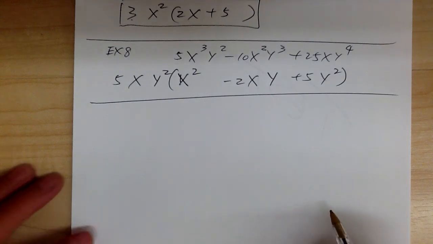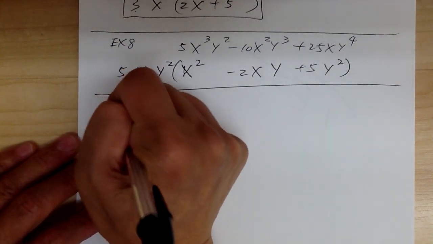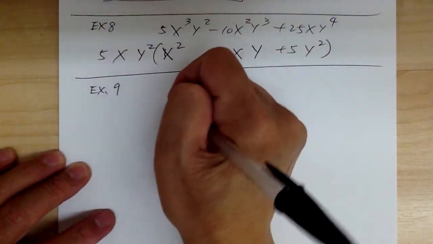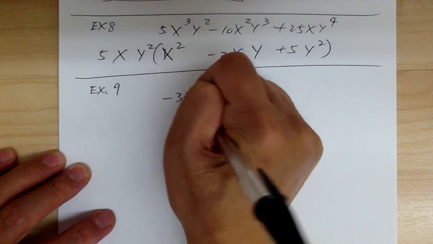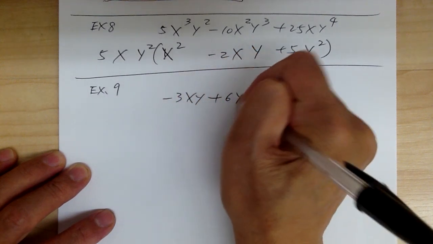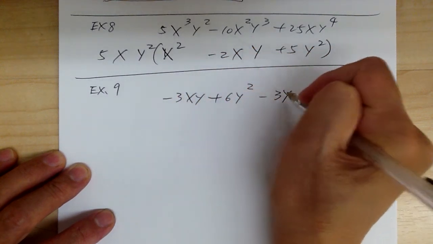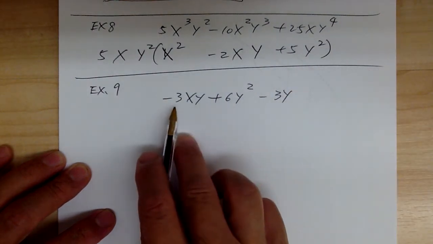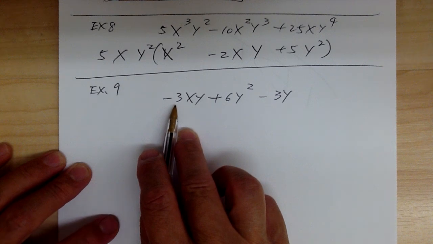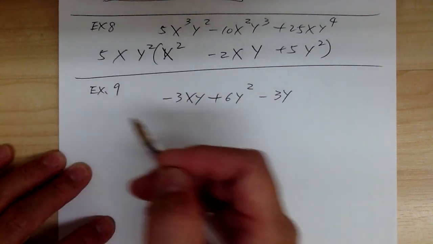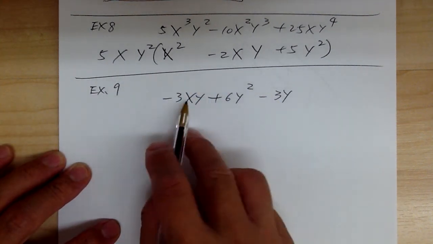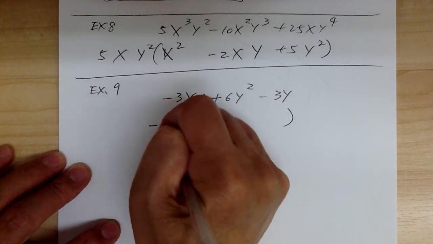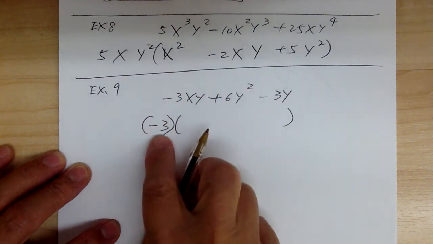Okay, let's go to example 9. You have negative 3xy plus 6y squared minus 3y. Normally you don't want to begin with a negative. If you have a negative in the beginning, normally you want to factor it out, so your factor doesn't end up with a negative. So I'm going to factor out a negative 3 and put it in parentheses.